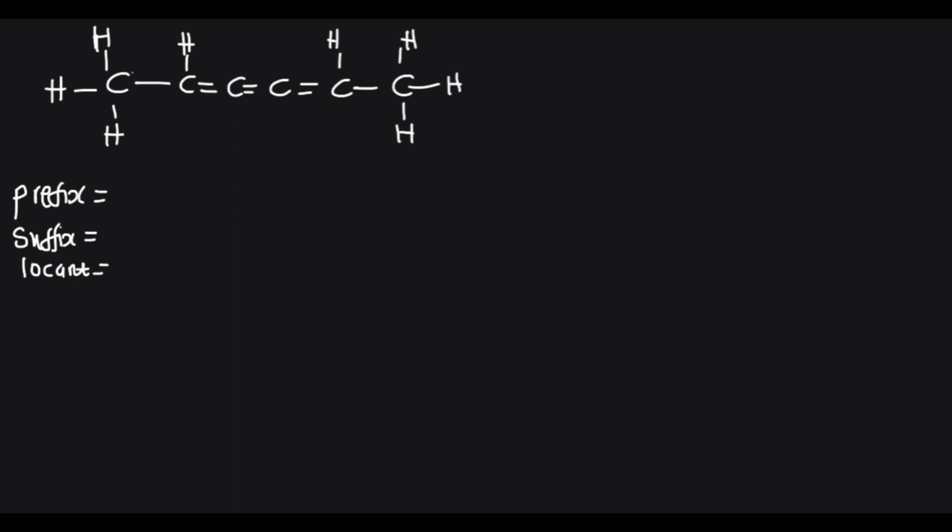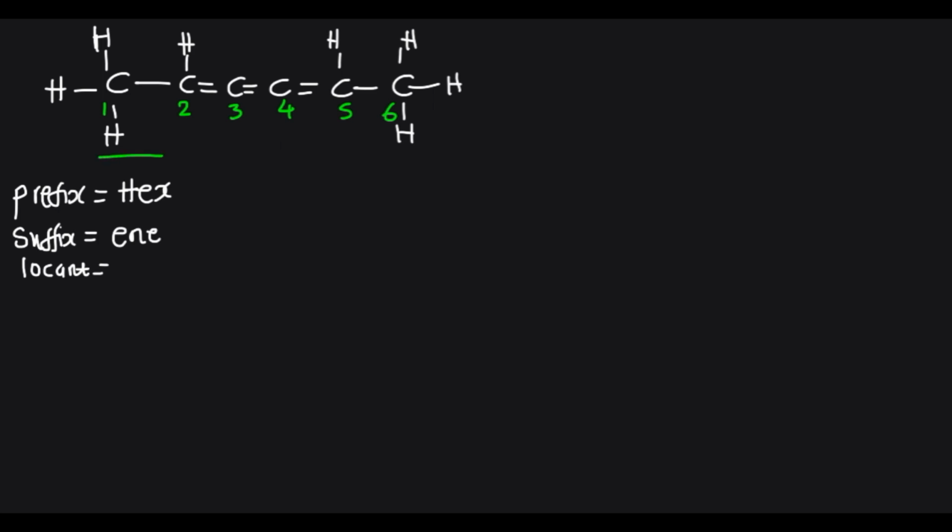So we can count. We have 1 2 3 4 5 6. So whenever we have 6 carbons, the prefix is hex. From there, the suffix, we can see that we have a double bond here. So as long as there is 1 or 2 or 3 double bonds, then the suffix is ene. Then we can now look at the locant. So number from left, we have 1 2 3 4 5 6.